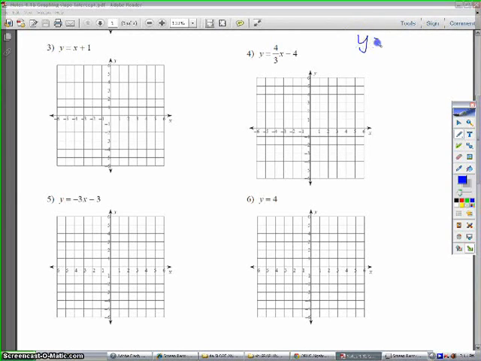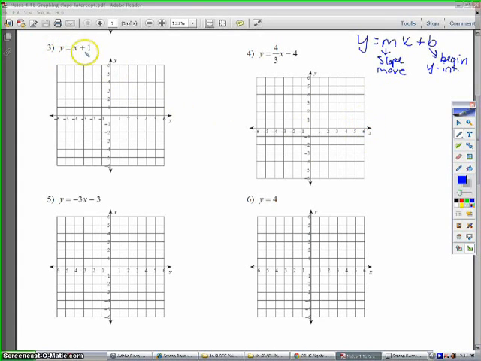So we have y equals mx plus b. b is how much we begin. That is our y-intercept. And m is our slope. That is how much we are moving, so how much we move.